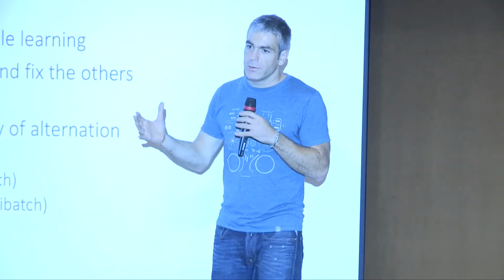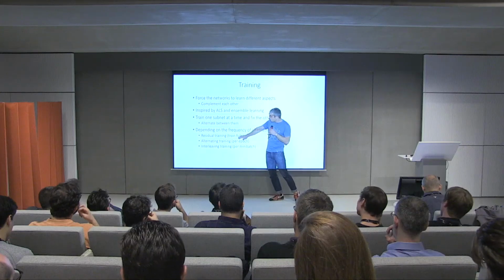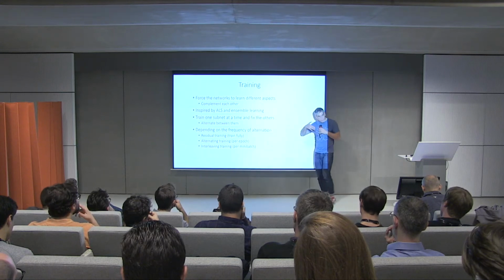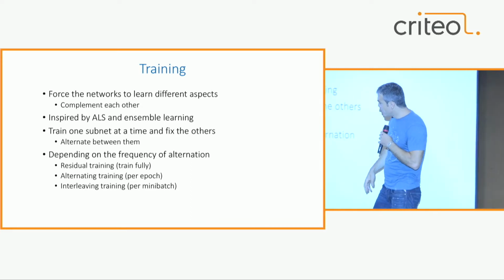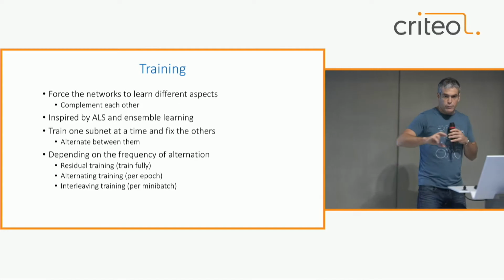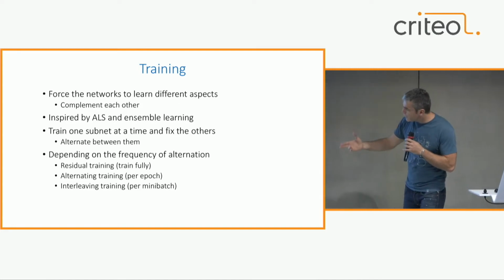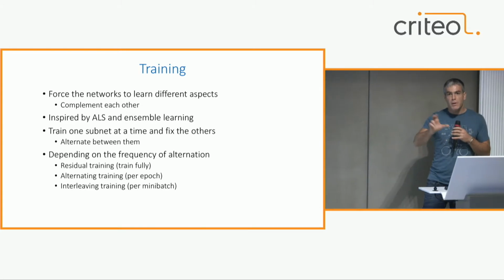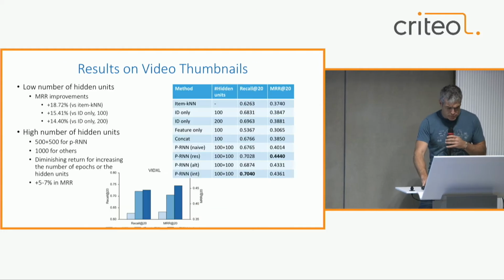And the way we train this network is essentially we train one on the residuals of the other. We tried all sorts of different ways. Simple residual training, where we fully train one network and then train the second network only on the residuals of the other. Alternated training, where we train one epoch of one network on the residuals of one epoch of the other, or interleaving training, where we train per mini-batch on the residuals of each network. And this seemed actually to work.